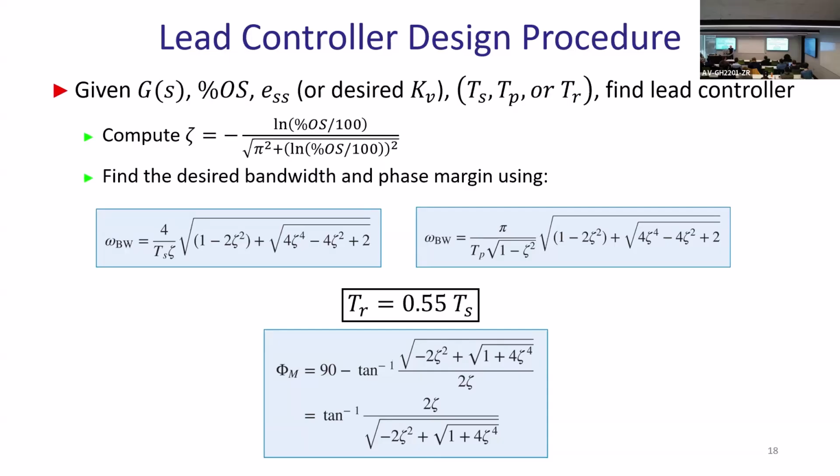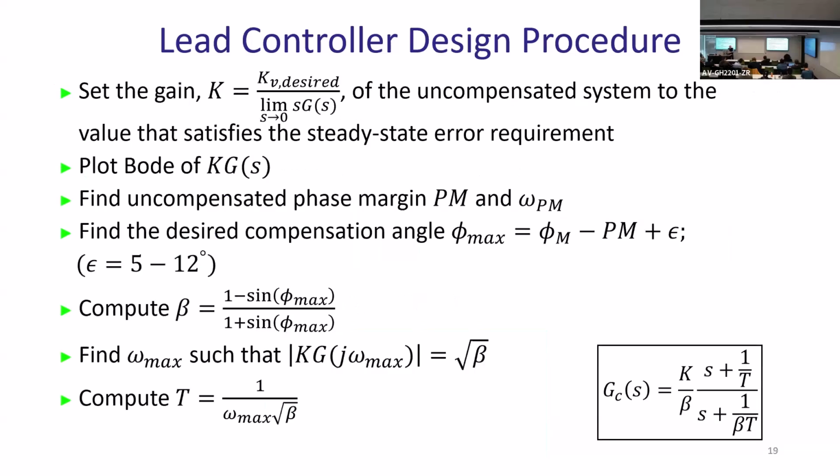I'm following exactly the same steps as before, just adding formulas for bandwidths rather than converting overshoot into phase margin. All right. So next thing, I need to find what is my desired overall gain. And my gain will be defined as K, open loop gain, and it will be Kv desired divided by limit of s times G of s.